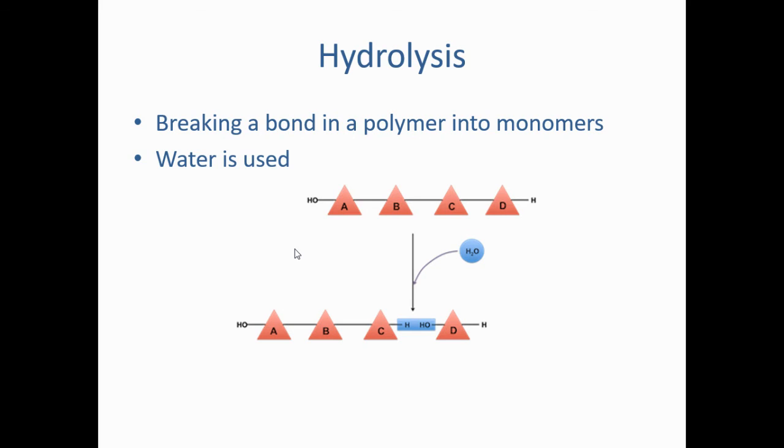Hydrolysis is breaking a bond in a polymer into monomers, and water is used here. So here is my polymer. I'm going to split right here between the C and the D. I want to break that bond, and in order to break that bond, I have to give that C and D something else to adhere to. So I'm going to add water in, and now that bond is broken.